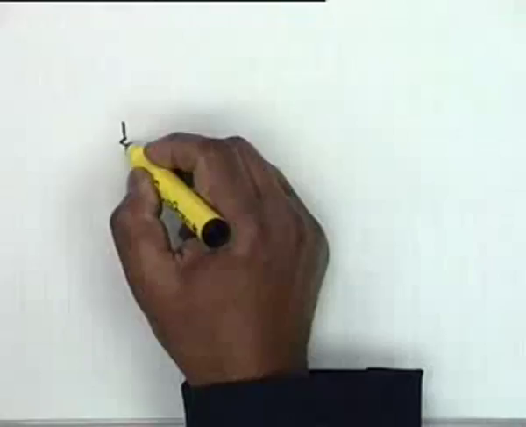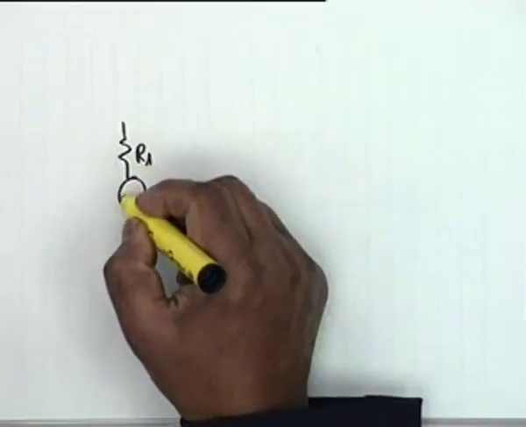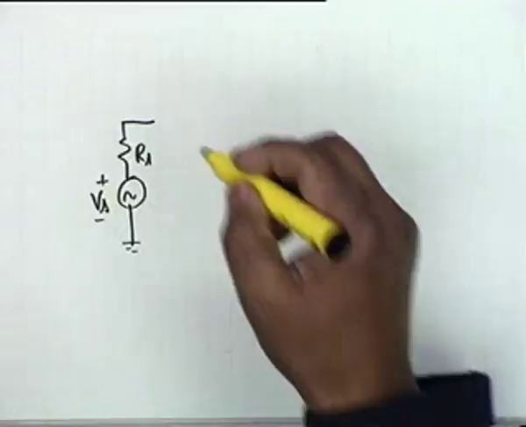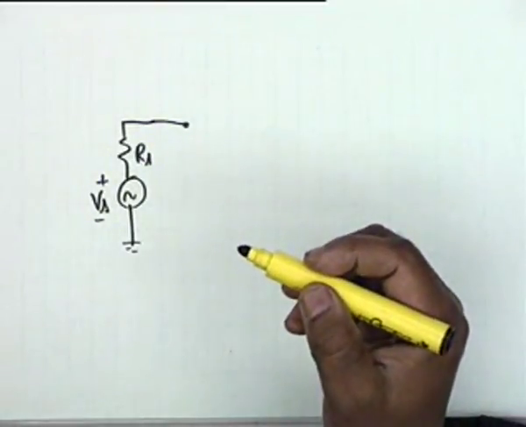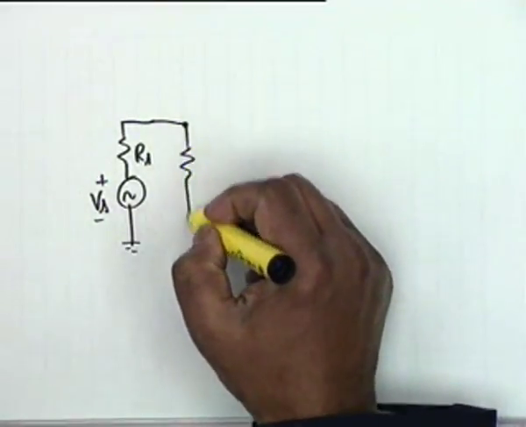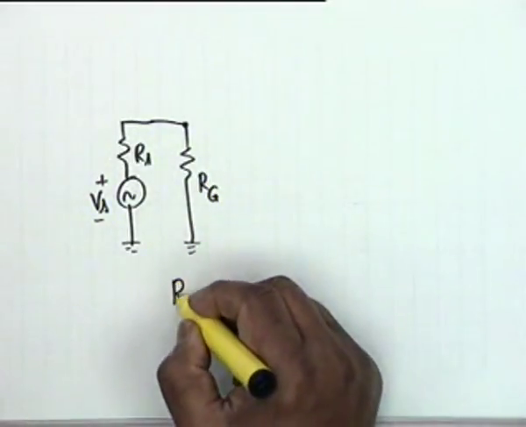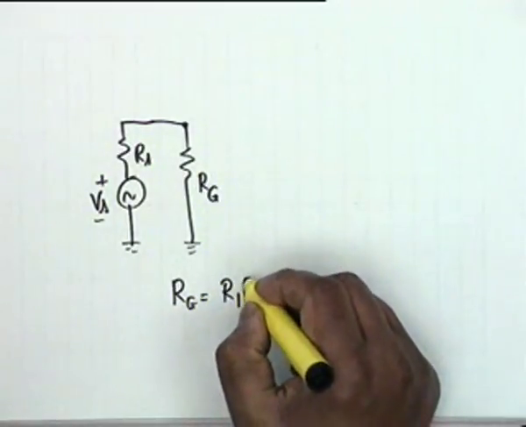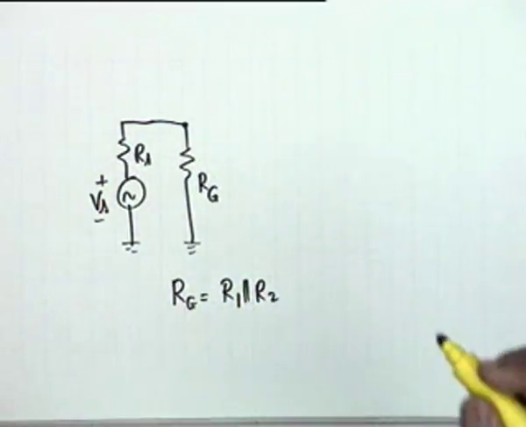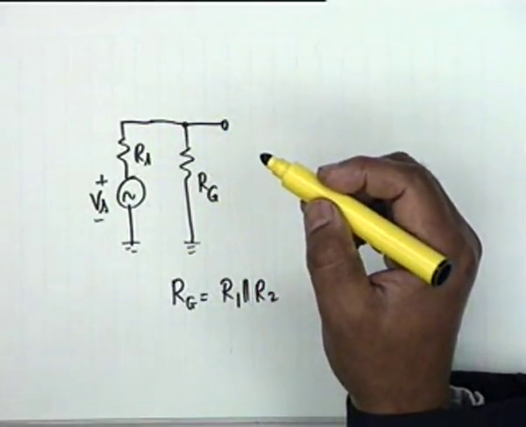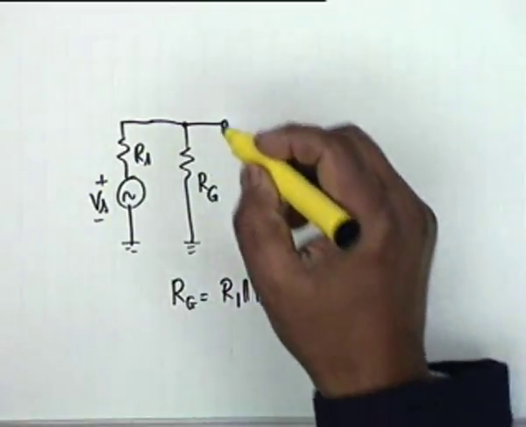The AC equivalent circuit can be drawn step by step. You start with RS, VS. C1 is a short, R1 and R2 in parallel shall give you a resistance, we call this RG. RG is equal to R1 parallel R2. And the gate is now open.